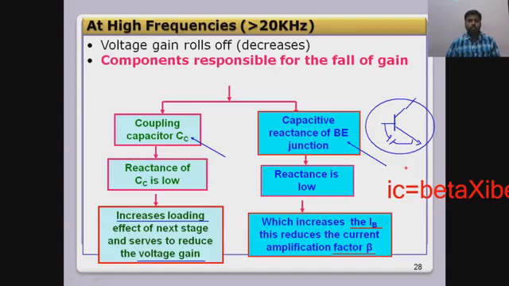So because of these two conditions, that is because of these two elements, the coupling capacitor CC and the capacitance between the base emitter junction, the gain at the high frequency now reduces.